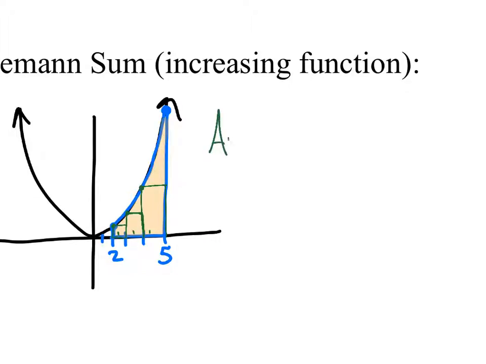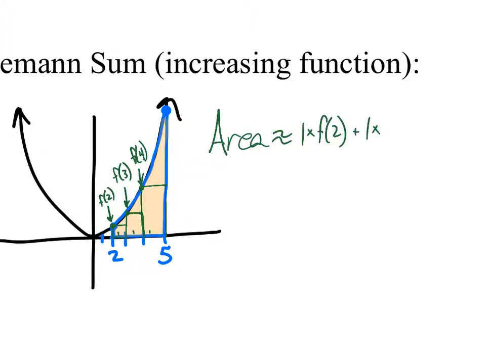The area would be approximately, again I'm going to use the 1, but notice since it's left side, that would be f of 2, f of 3, and f of 4. So 1 times f of 2 plus 1 times f of 3 plus 1 times f of 4.